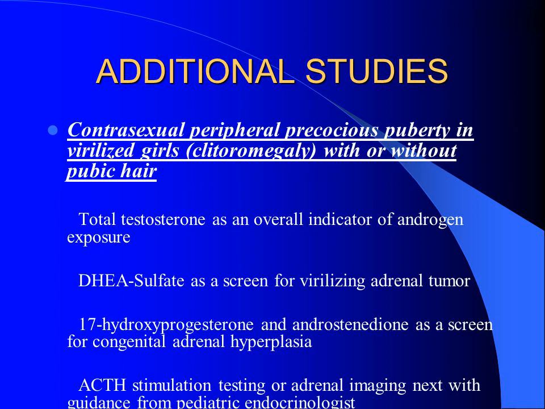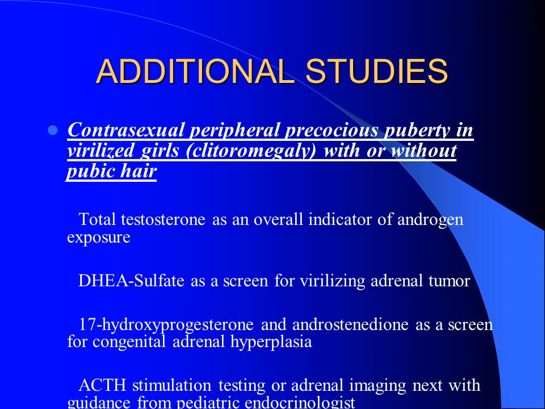Additional studies. Contrasexual peripheral precocious puberty in virilized girls, clitoromegaly, with or without pubic hair. Total testosterone is an overall indicator of androgen exposure. DHEA sulfate is a screen for virilizing adrenal tumor.